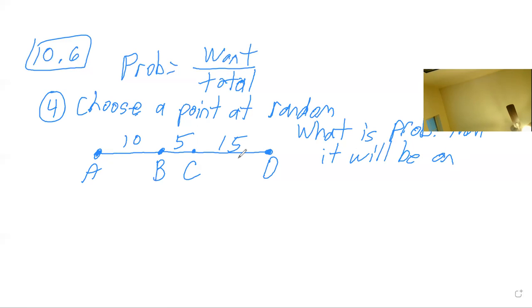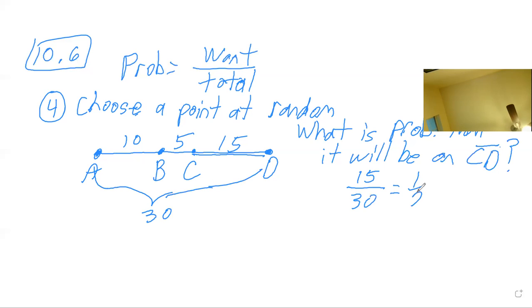Well, it's 1 because it's all of it out of all of it. But what's the probability that it will be on the segment CD? Well, if you look at segment CD, it's 15. That's what you want. Over the total, what's the total? The total you have to add up is 30. So probability is 1/2 or 50%, or you might even see it as a decimal sometime, 0.5. Just remember to change 1/2 to 0.5, change to percent, you move the decimal place over 2 points. And that's number 4.